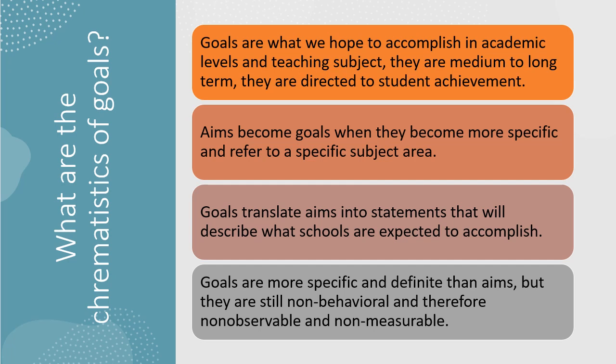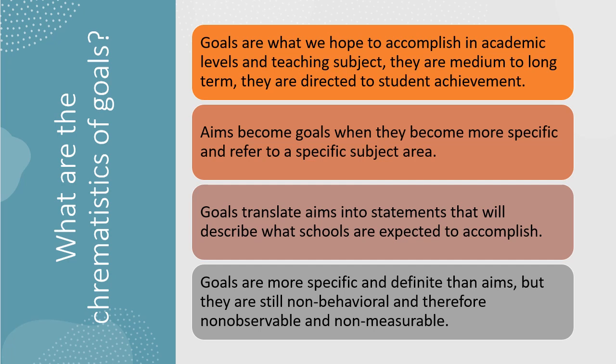What are the characteristics of goals? Goals are what we hope to accomplish in academic levels and teaching subjects. They are medium to long term. They are directed to student achievement. Aims become goals when they become more specific and refer to specific subject area.